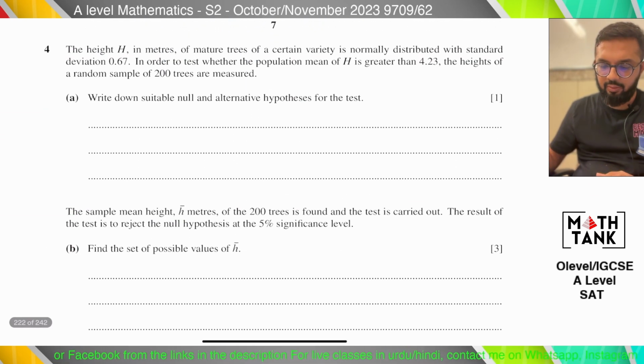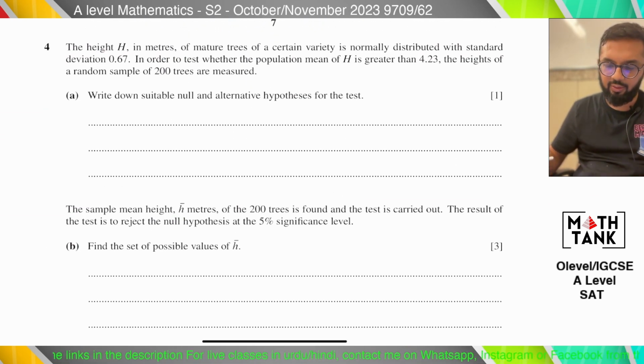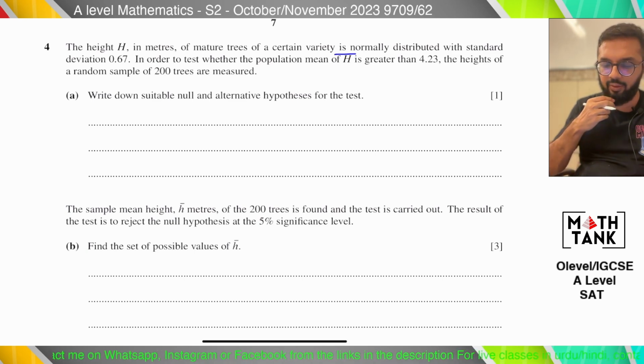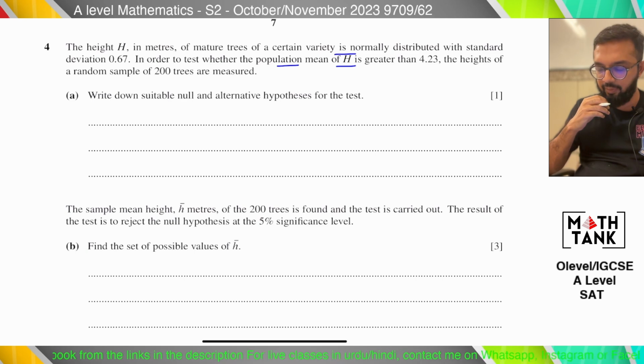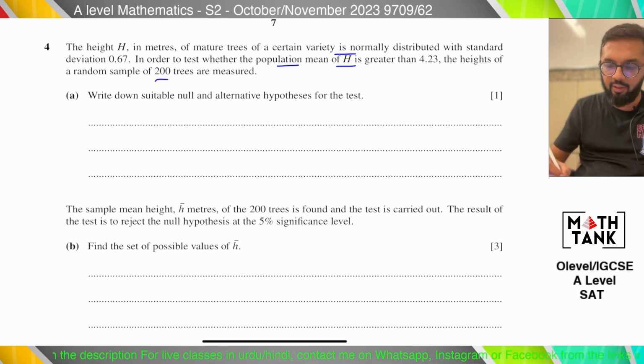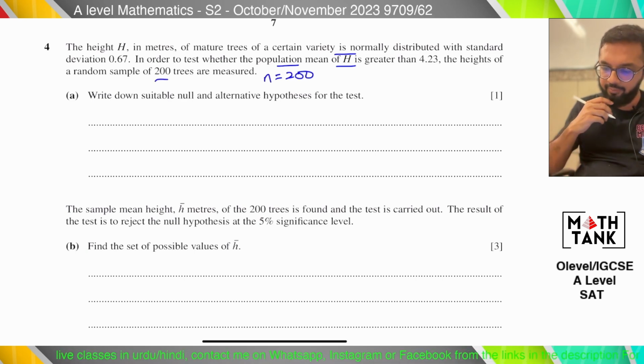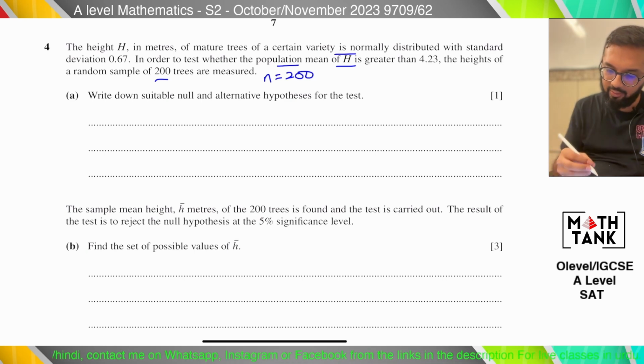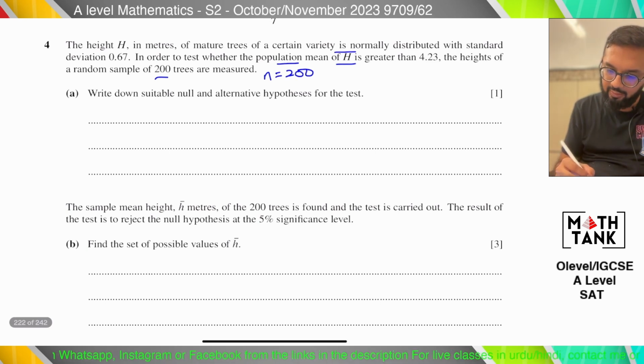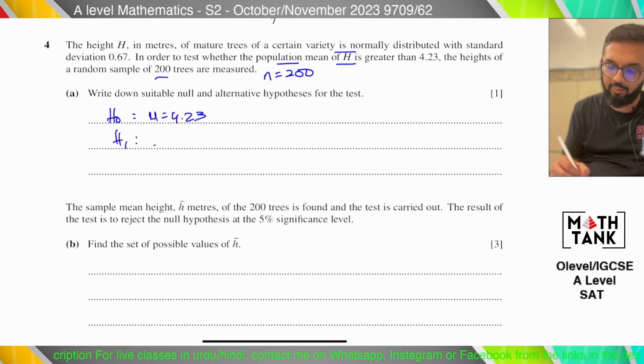Okay, moving on. This is question number 4. It says the height h in meters of a certain type of tree is normally distributed with standard deviation 0.67. In order to test whether the population mean of h is greater than 4.23, the heights of a random sample of 200 trees were measured. Write down suitable null and alternate hypotheses. So H naught is that mu equals 4.23, and H1 is mu greater than 4.23.